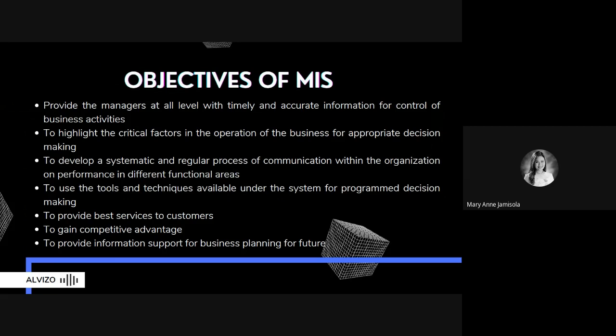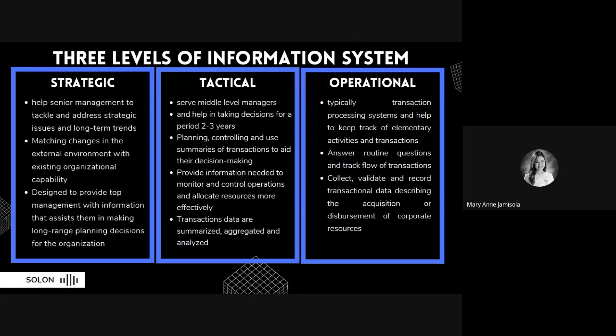There are actually different levels of MIS as well. We have the strategic level, tactical level, and operational level. It will really depend on the purpose or the objective of having an MIS in place. Strategic level information systems help senior management to tackle and address strategic issues and long-term trends, both within the firm and the external environment. Their principal concern is matching changes in the external environment with the existing organizational capability.